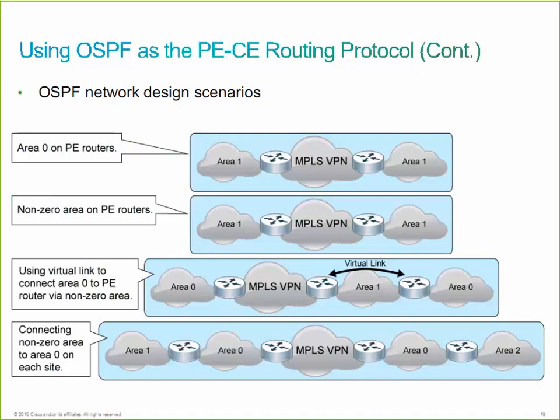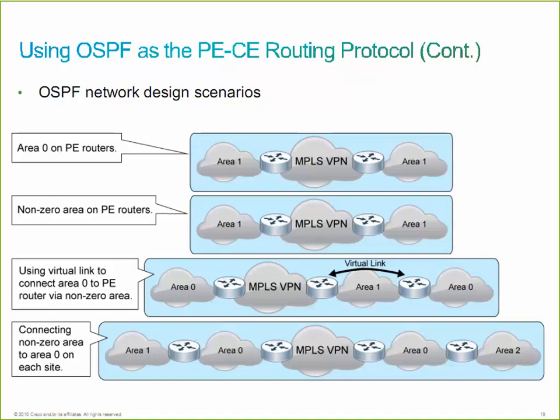The CE routers themselves can be in area 0 if you want them to be, or they can be in any other area that you want them to be in. If we have more than one area at the customer site, the PE router has to be in area 0 because it's acting as an ABR. And then you have to set up a virtual link between the PE router and the nearest ABR in the customer site to bring area 0 up to that PE router.